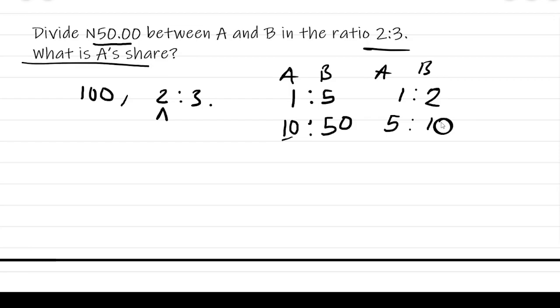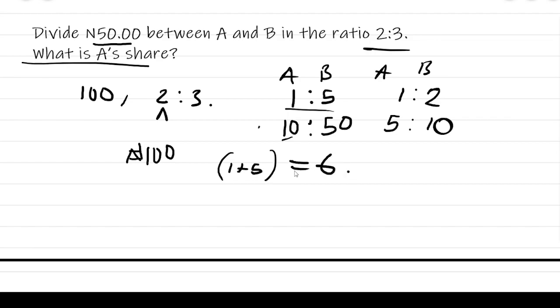So what this actually means is that if I give you 100 naira and ask you to share them in the ratio 1 is to 5 between A and B, the way we usually solve this kind of problem is to add the ratio, 1 plus 5. So when you add them, you get 6.